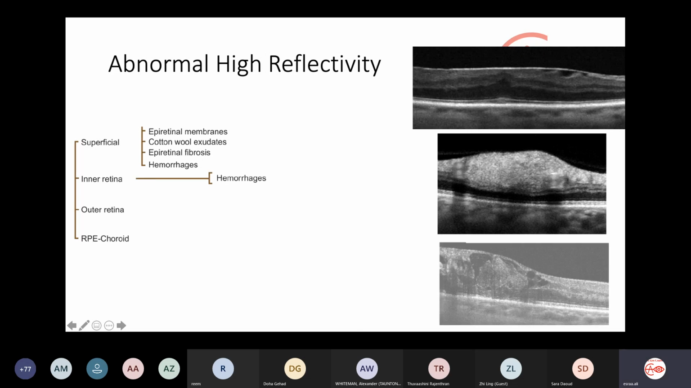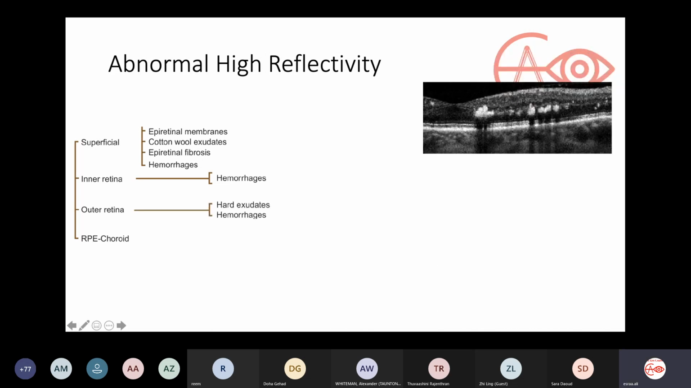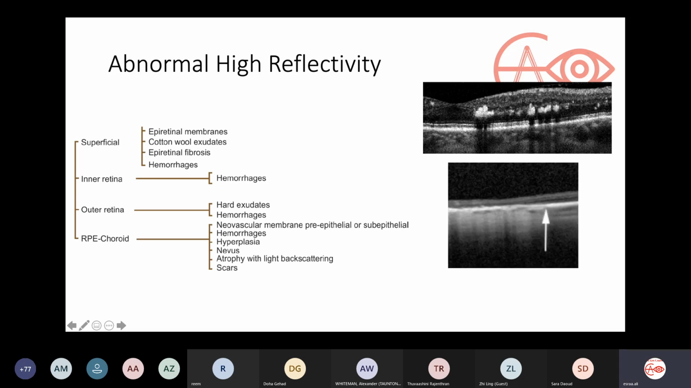You can have hemorrhages in your inner retina as well. So this is hemorrhage and OCT of hemorrhage. And in your outer retina, you can have exudates or hemorrhages. This is an image of exudates in the outer retina over here. You can have an abnormal high reflectivity in the RPE. So this is RPE hypertrophy, causing backshadowing. So you're not seeing the lobular structure of the choroid, like if you compare it with the image above.